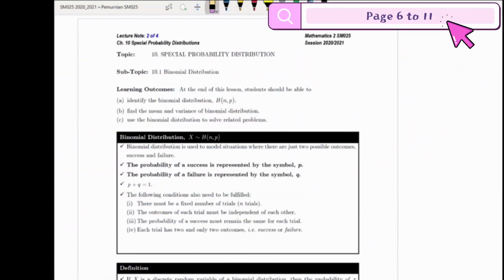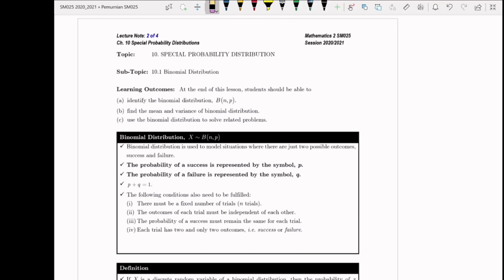In this video, we are going to learn about binomial distribution. Binomial distribution is used to model situations where there are just two possible outcomes, which are success and failure. The probability of success is represented by P. The probability of failure is represented by Q.